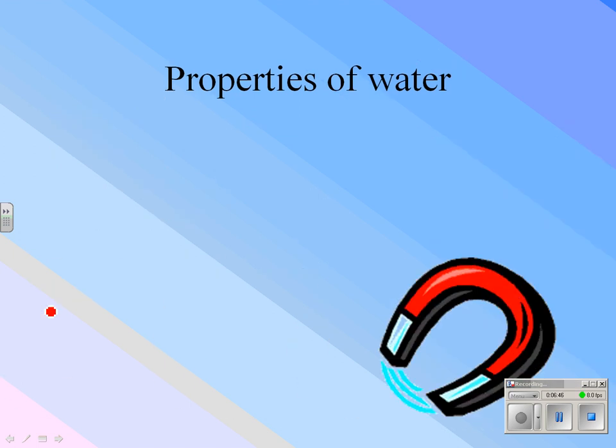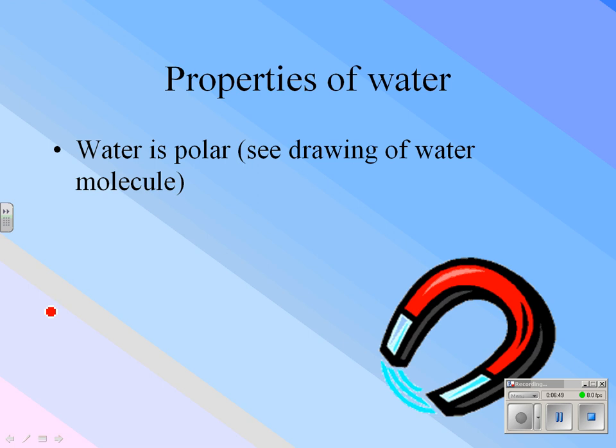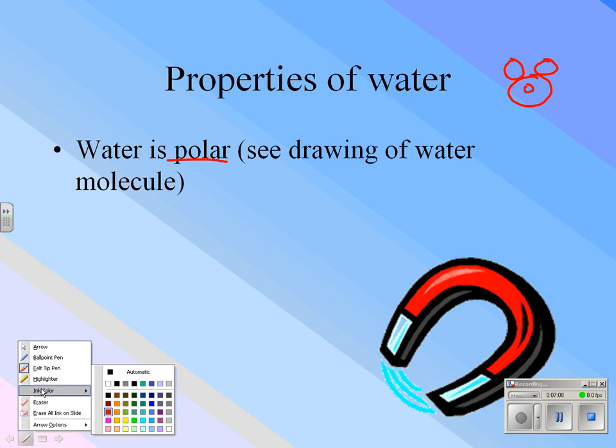Now we want to talk about why that happens. The reason water sticks to itself and sticks to other things is that water is polar. Water is polar. If we go back to our sketch of a water molecule, this is the oxygen atom, and the two hydrogen atoms. Maybe I should have used a different color for this.